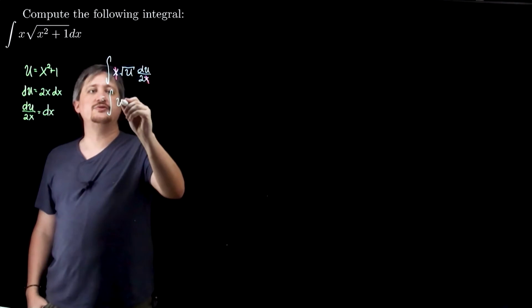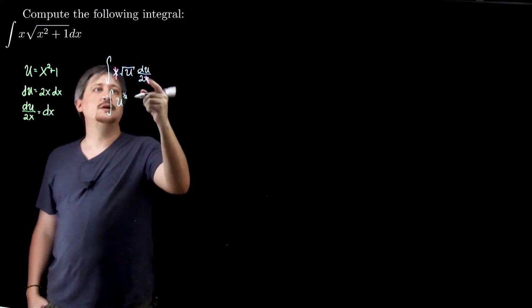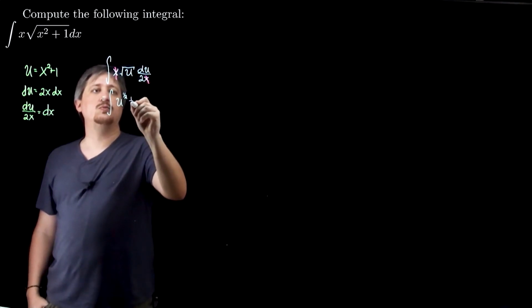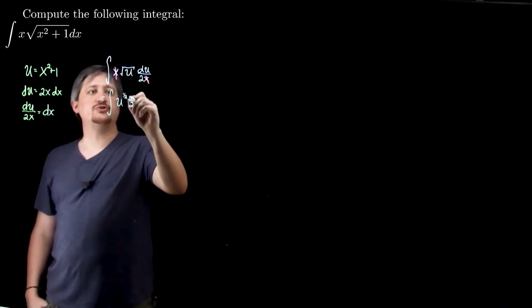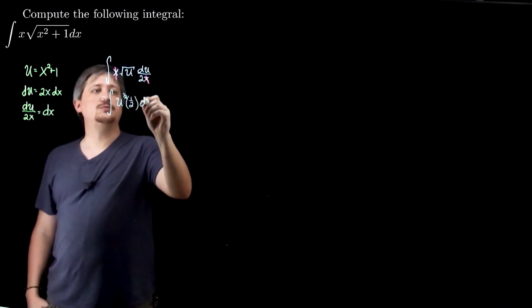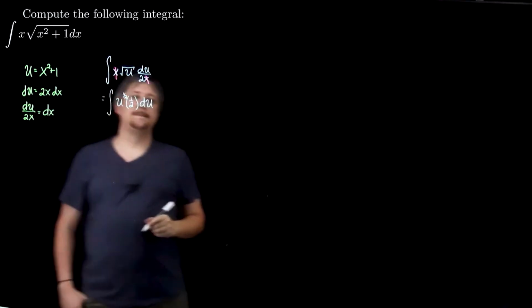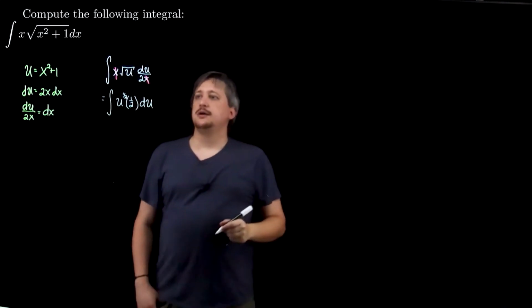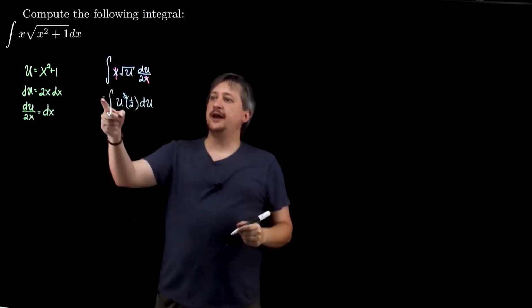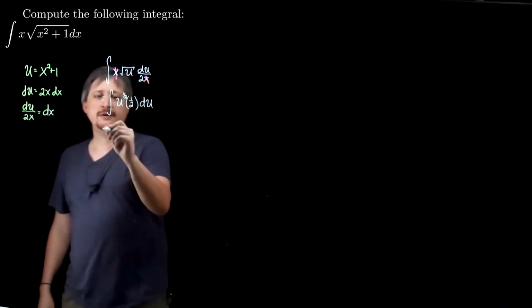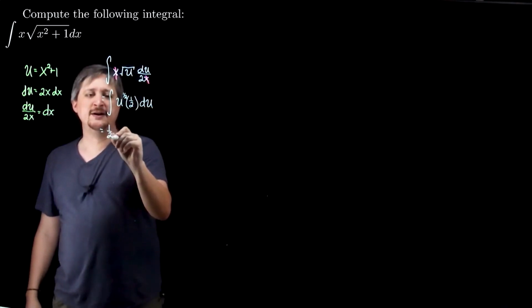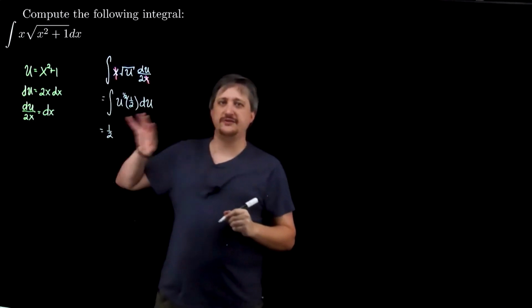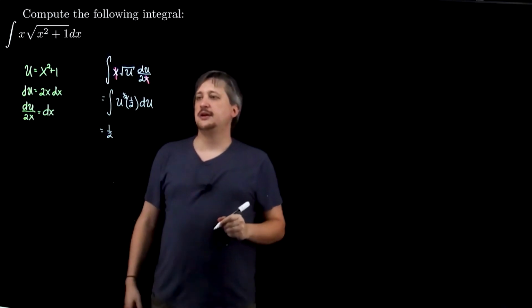So really I'm going to write this as u to the 1/2. And then I'm going to make the over 2 into just a 1/2, and then du. So I can pull the 1/2 out entirely. So that's just a constant, so it gets sort of ignored.